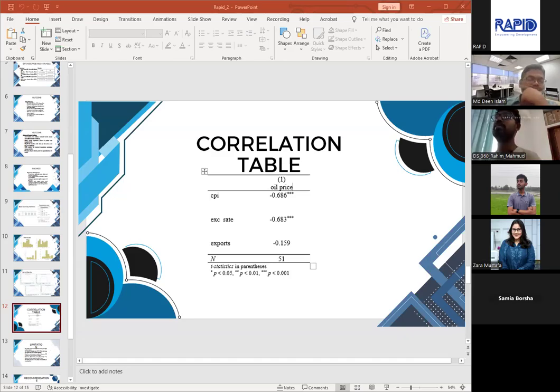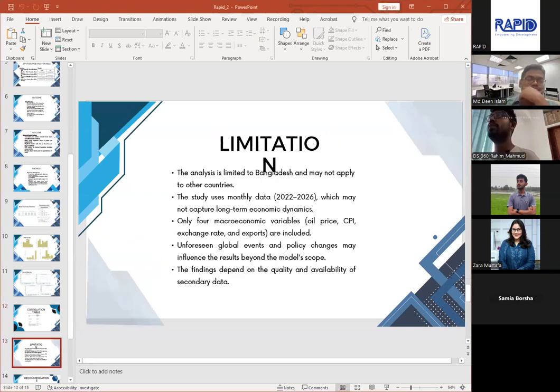If we move to the next slide, we can see the limitations of our study. Like many empirical studies, this research has several limitations. First, the study focuses only on Bangladesh, and the findings may not be directly applicable to other countries with different economic structures. Secondly, the analysis is based on monthly data covering the period 2022-2026. A longer sample period could provide additional insight into long-run dynamics.